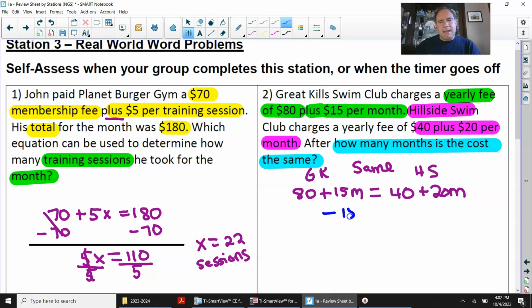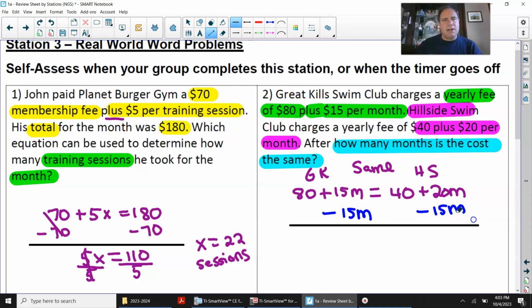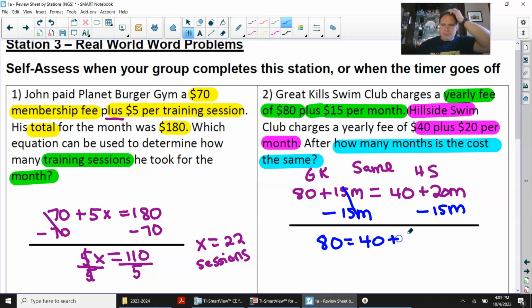Remember, you have to get the m's together. You have to get the variables together. In this case, it's the m on either side. You subtract 15m on both sides. You get 80 equals 40 plus 5m. And then you subtract 40 on both sides.